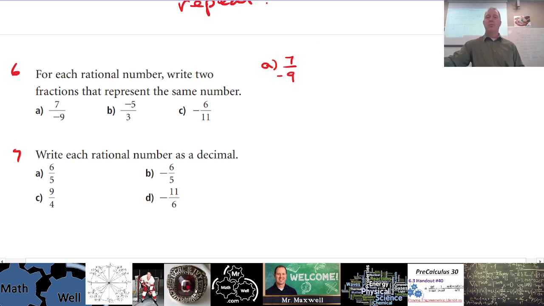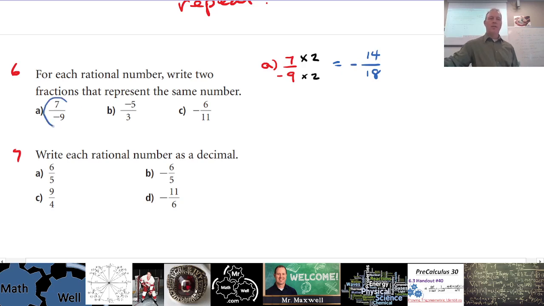But we can multiply, and we don't want to multiply by 1, right? Because that's the same number. So let's multiply by 2 or 3 or 4 or something like that. I'm going to pick 2, and that's going to make this equal to 14 over negative 18. Now this negative sign could be on the bottom or the top, or actually it could be on the side. Each of those 3 are equivalent.